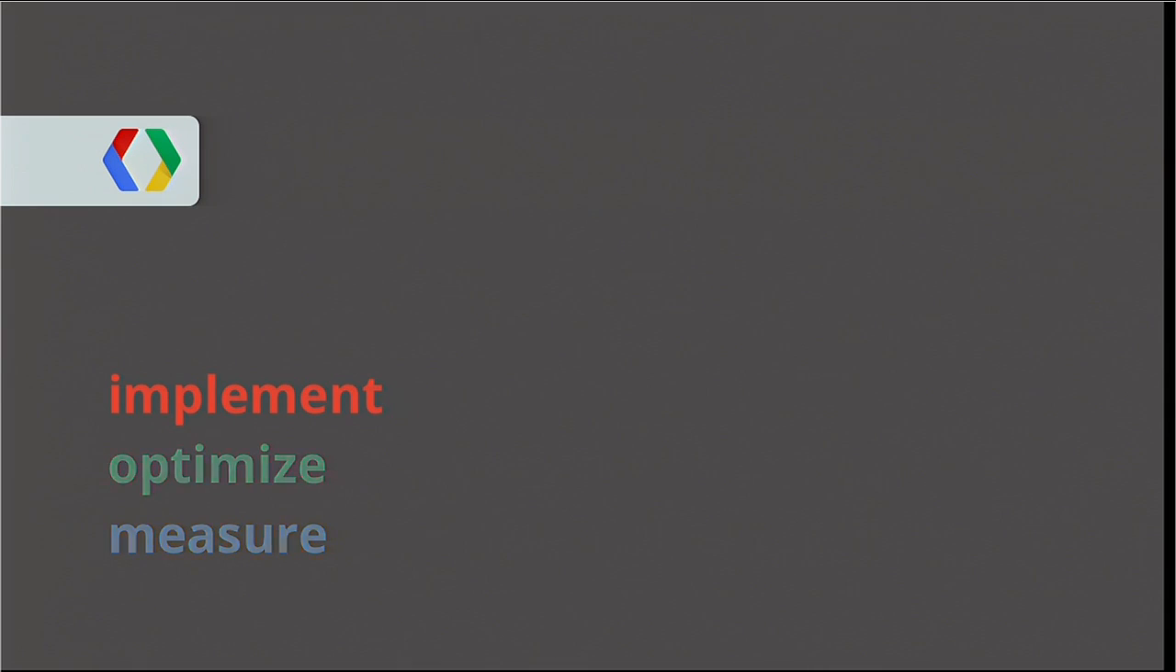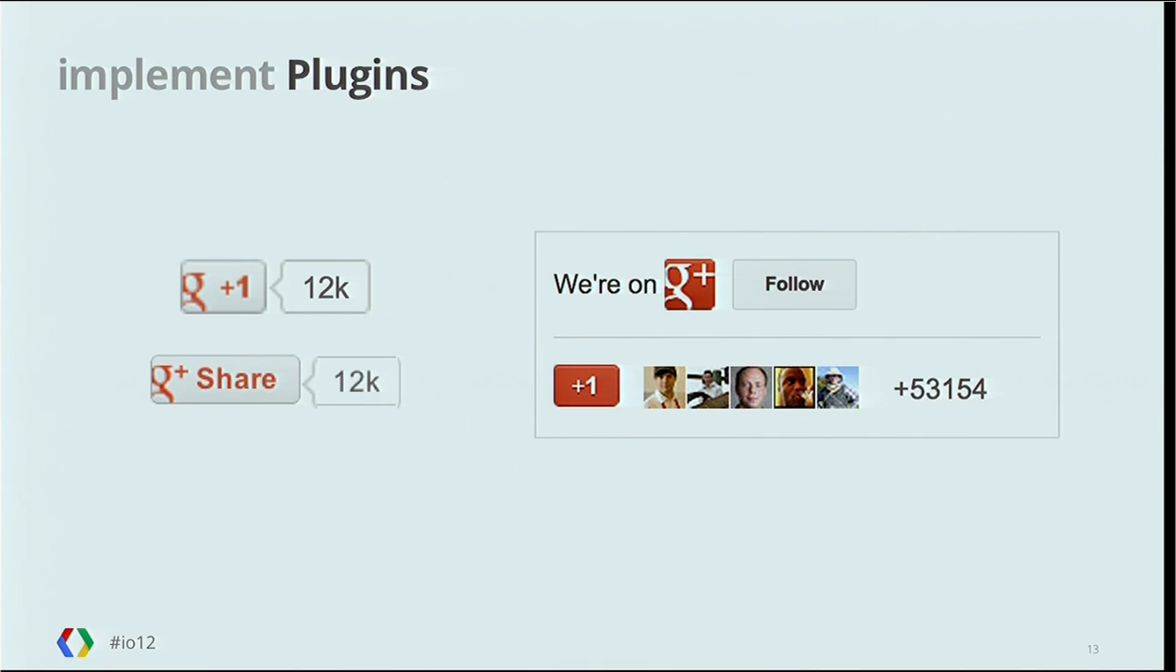Let's start with implement. I'm going to give you a survey of some of the things that you probably already know about, and maybe a couple new things. First off, the easiest way to implement the Google Plus platform is to start with one of our plugins. We have a +1 button, which is about letting visitors quickly recommend your brand and your content. A share button, which is an easy way for people to share content with their circles. And it's particularly useful when the +1 button doesn't make sense.